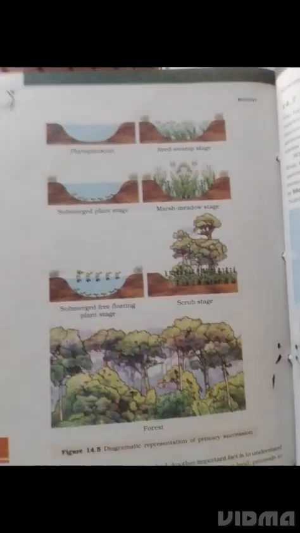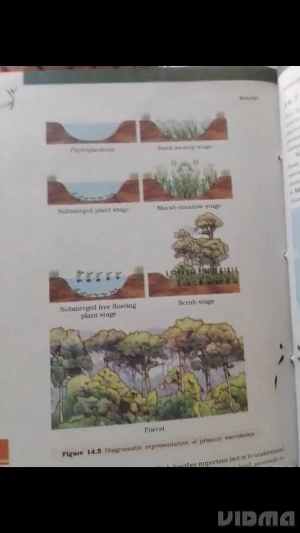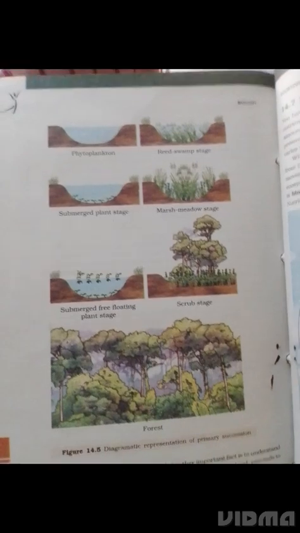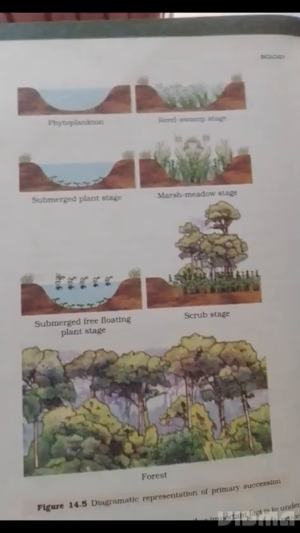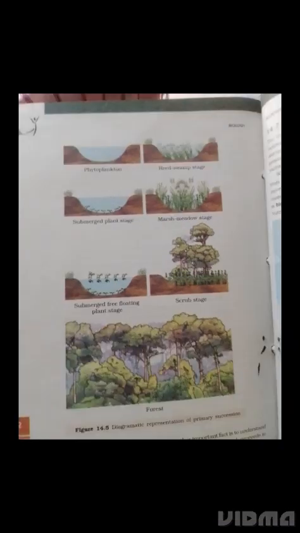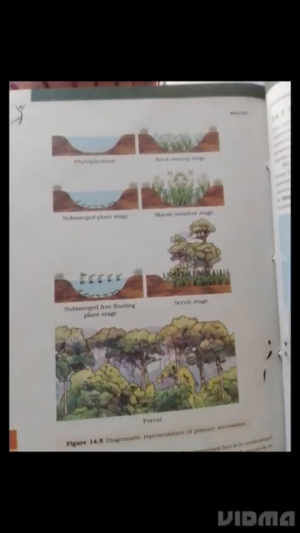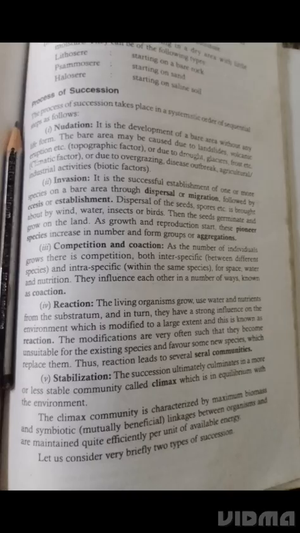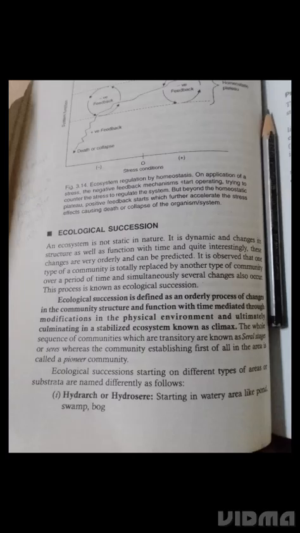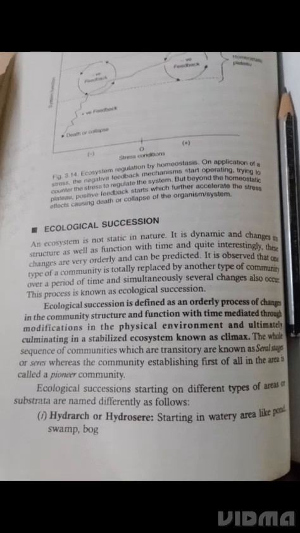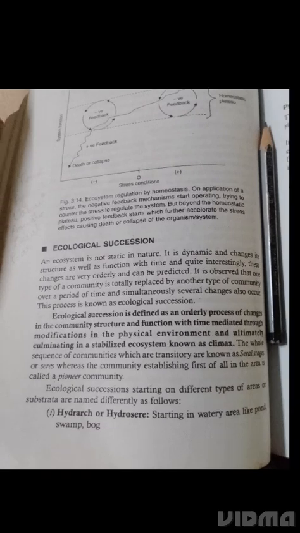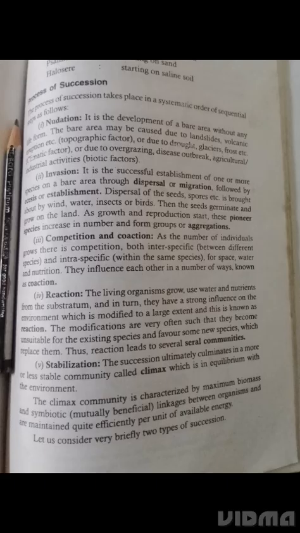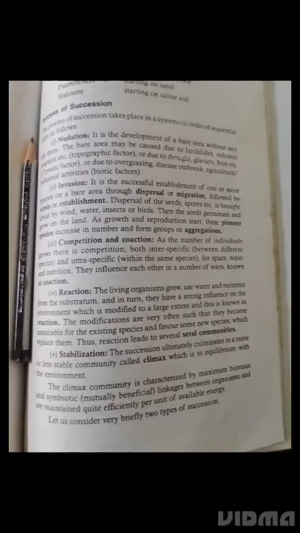Succession could also be different in an aquatic ecosystem and in a terrestrial ecosystem. In this picture you can see that phytoplanktons are there in the initial stages of succession, while reed swamp are there in the final stage. Similarly, in the terrestrial ecosystem, grasses are in the initial stages of the forest ecosystem, and trees are found in the final stages of succession. The various stages of succession are: nudation, invasion, competition, reaction, and stabilization.